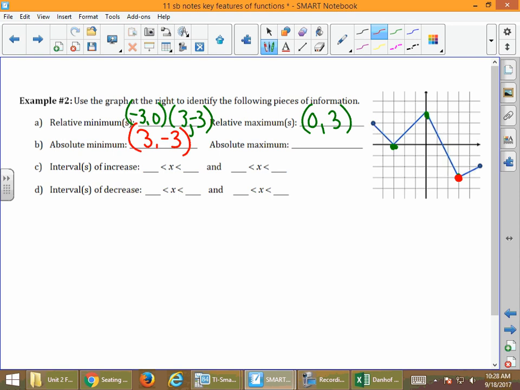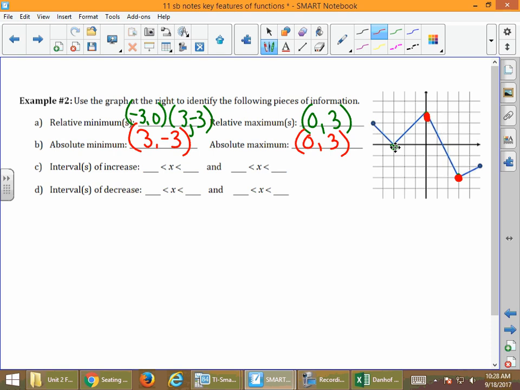The maximum, the absolute maximum, the highest point in the graph, is the y-intercept, which is (0, 3). So not only is it a relative maximum, it's also an absolute maximum.